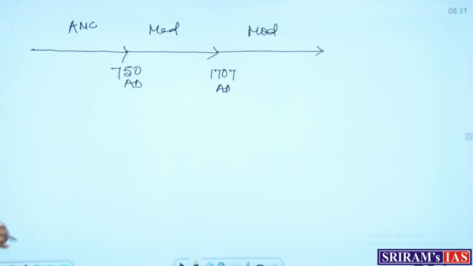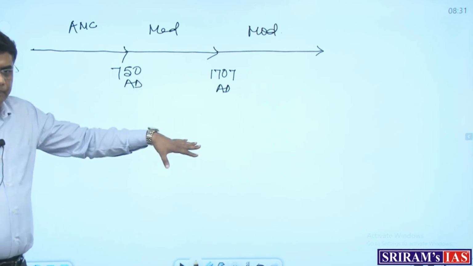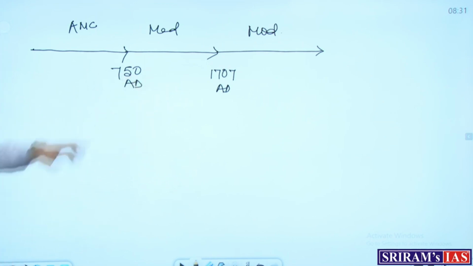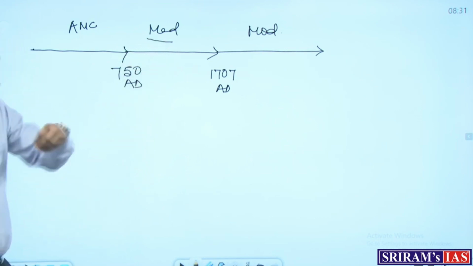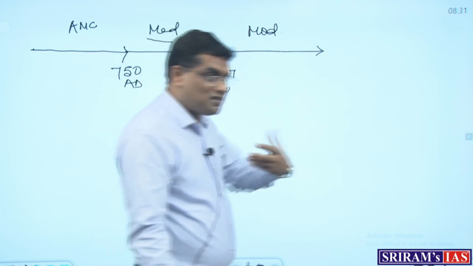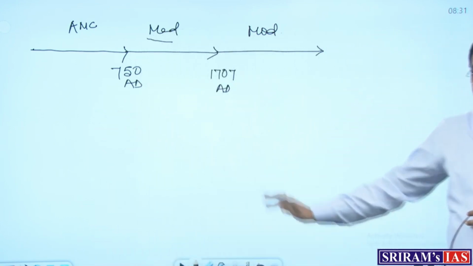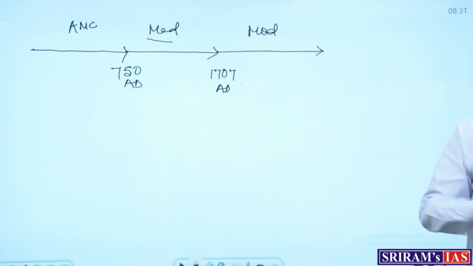Right, imagine the situation. 750 AD, early morning you got up, and medieval India has arrived. It is virtually impossible to think that within a day, yesterday it was ancient and then it became medieval. If this is the dating system, you have to understand. Then 1707 AD, morning you got up, oh, modern India has arrived. You became surprised to see this.